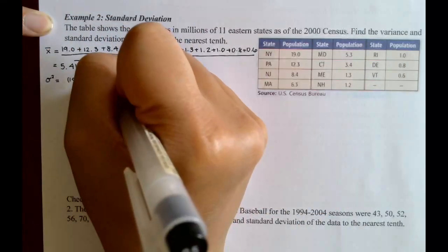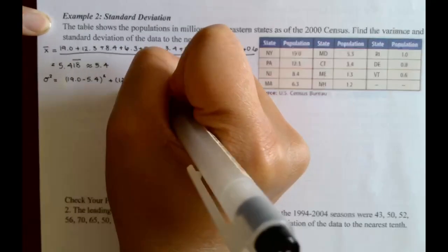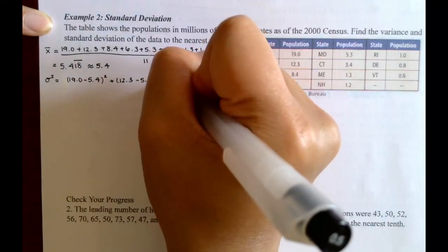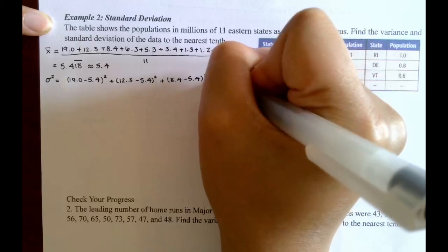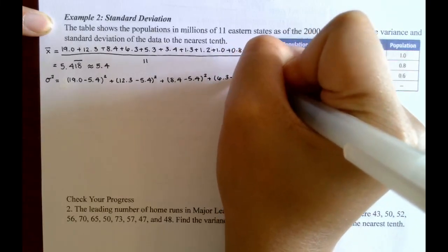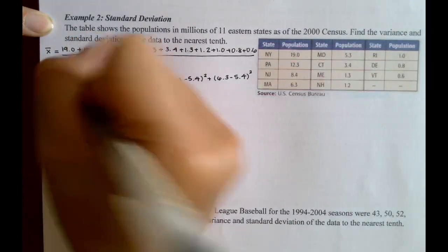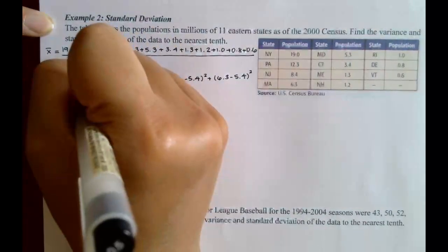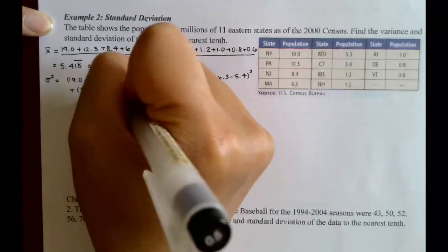Right? And we're going to do 12.3 minus the average, and then square it. Okay? Then I'm going to keep going, 8.4 minus the mean, and then square it. And then 6.3 minus 5.4, and then square it. Okay? And then add, so I just left out 6.3. So next one is 5.3 minus 5.4, and then I'm going to square it.